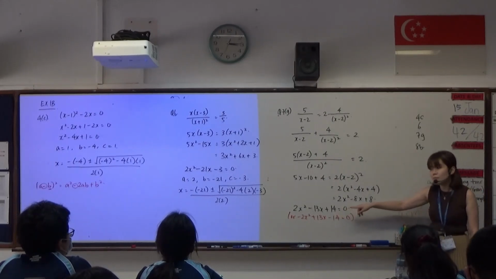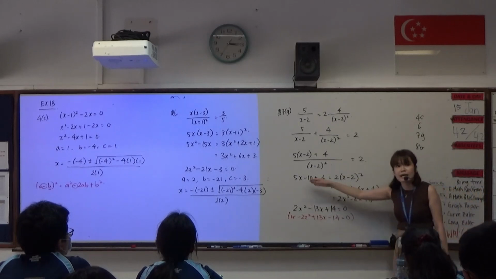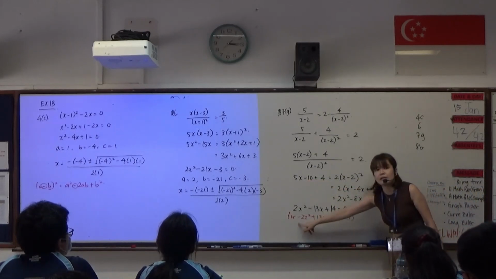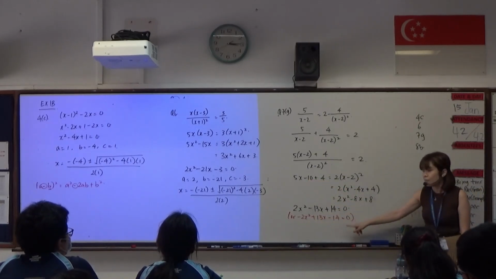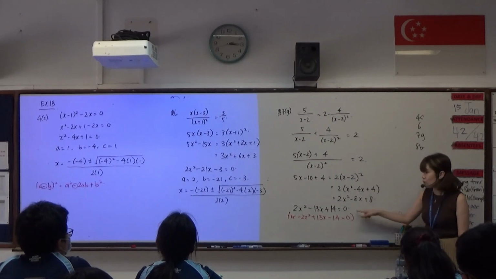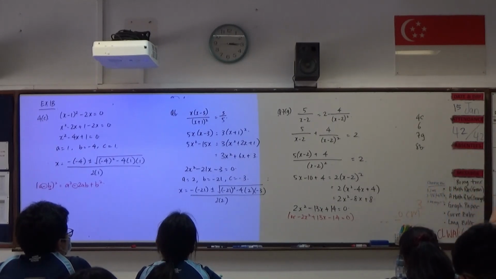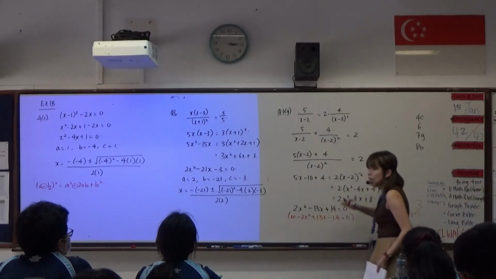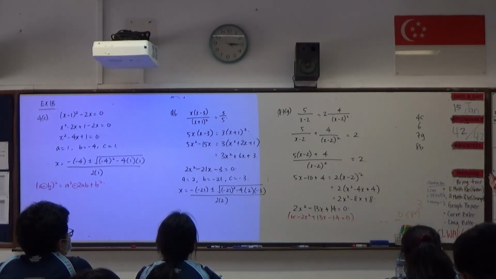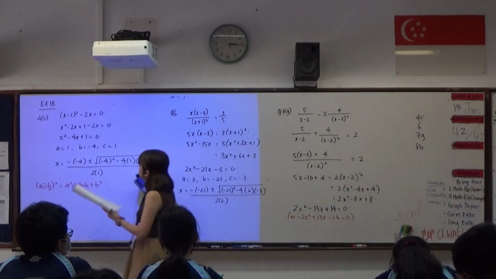So some people bring things to the right, some people bring things to the left. If you bring things to the left, then it will come like that. But the answer will come out to be equivalent equations. Any other questions? Next we look at A and B.